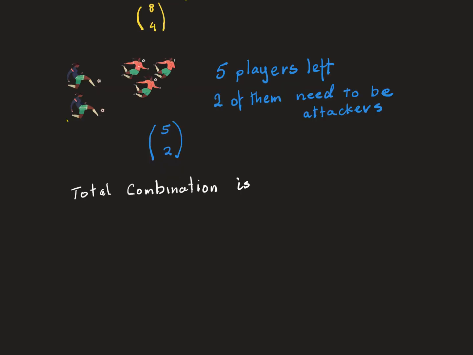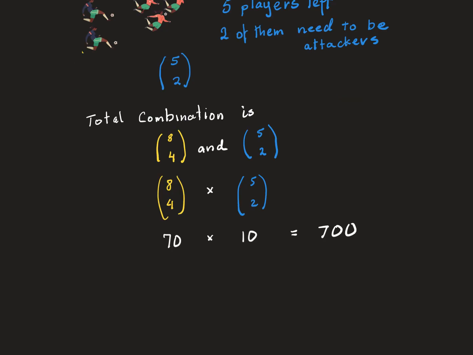And we have 5 players left, 2 of them need to be attackers. So our combination is 5, choose 2. So the total combination is choosing the defender position, and the word was "and" here, so that means we're going to multiply this by the 5 players that are going to be playing the attackers. This will give us 70 times 10, which is 700 different ways.